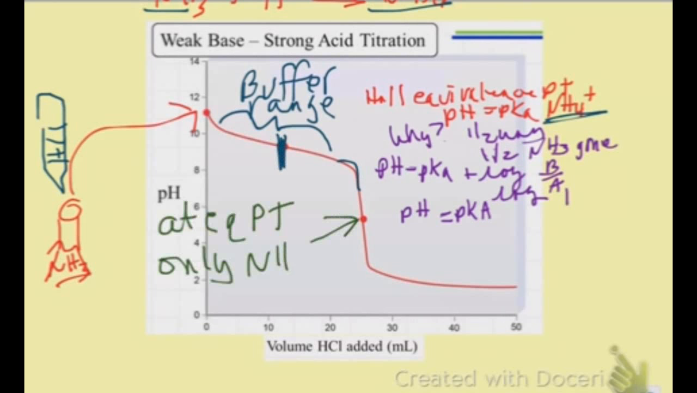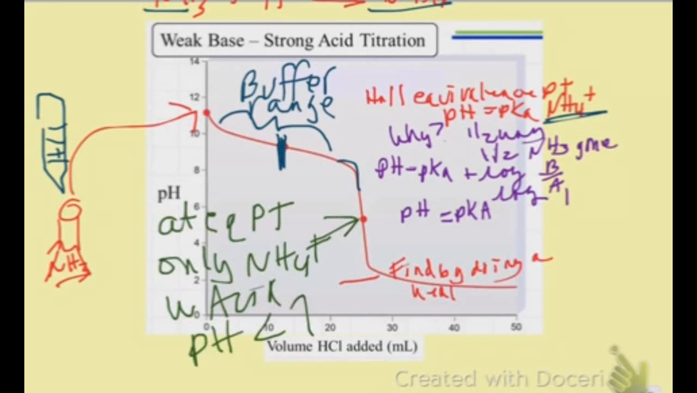Okay, so at the equivalence point, all we have is ammonium, okay, which is a weak acid, so the pH is going to be less than 7. We can find the pH by looking at what happens when I add it to water, okay?